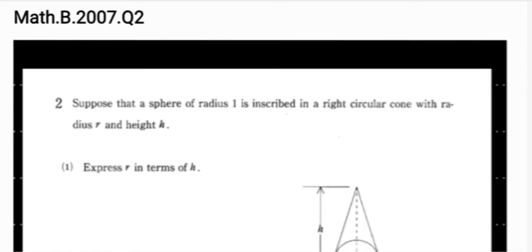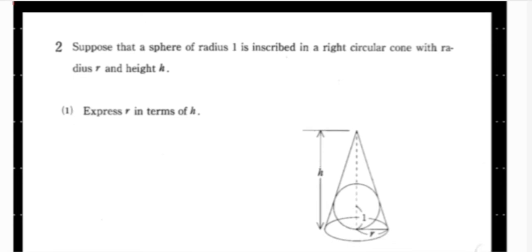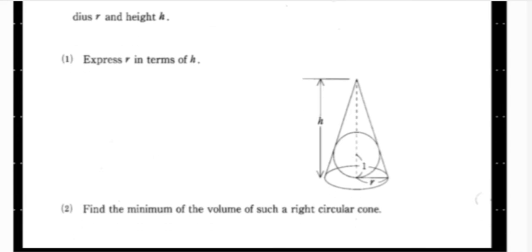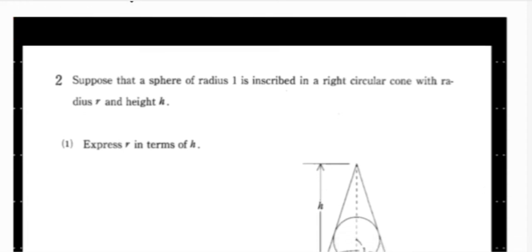Hello everyone, let's solve MEXT exam Math B 2007 question 2, okay? For this question we are going to use similarity of triangles to prove the first part, which is the easier part, not too easy but easier. The second part needs the minimum volume, so we are going to be using calculus, derivatives.